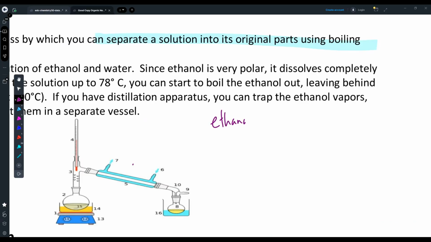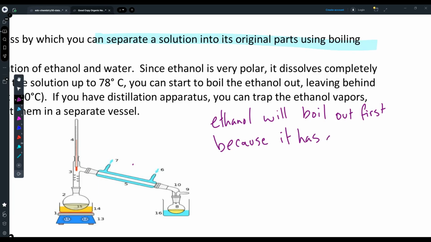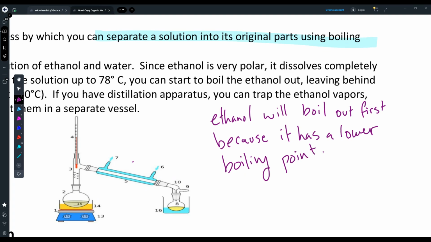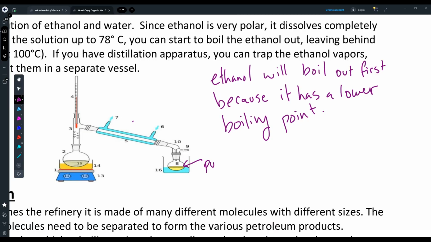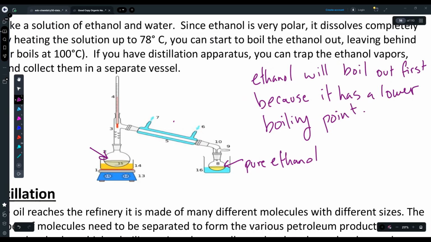Okay, so ethanol will boil out first because it has a lower boiling point. Okay, so over here you'll have pure ethanol, whereas over here you'll have your ethanol / water mixture.